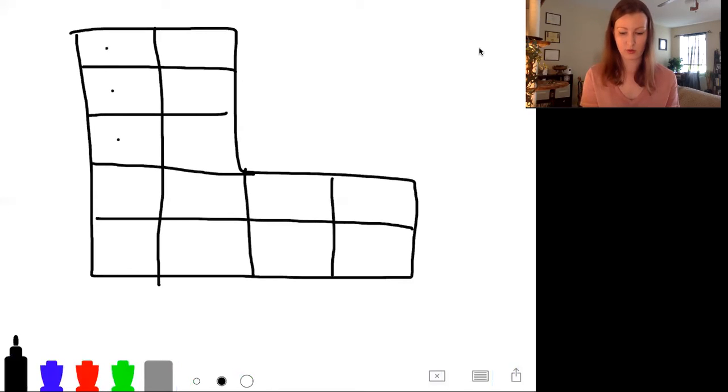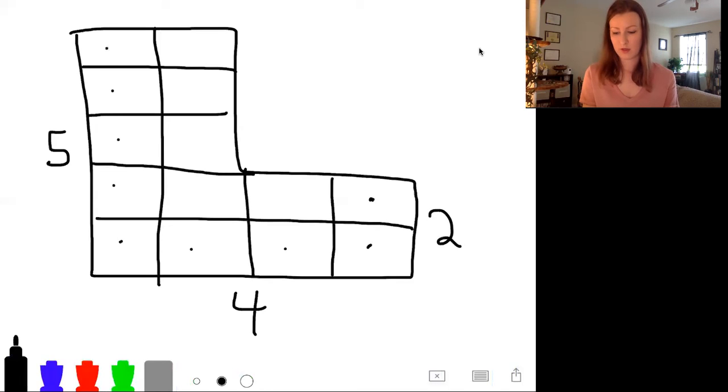1, 2, 3, 4, 5. That'll go on that side. Now let's count the bottom. 1, 2, 3, 4. Now let's count this side. 1, 2. Let's count the top of that. 1, 2. Now let's count the other side. 1, 2, 3. And now let's count the very, very top. 1, 2.